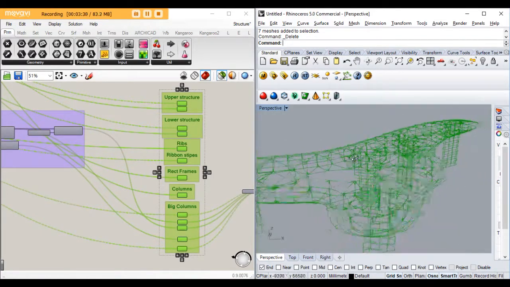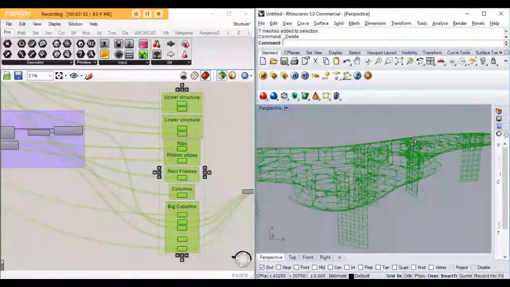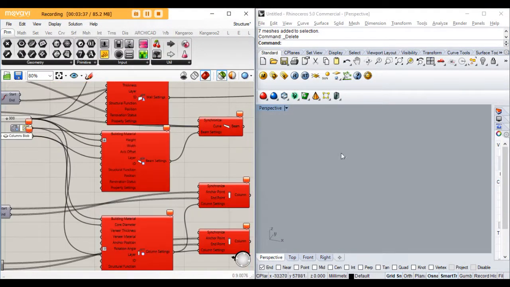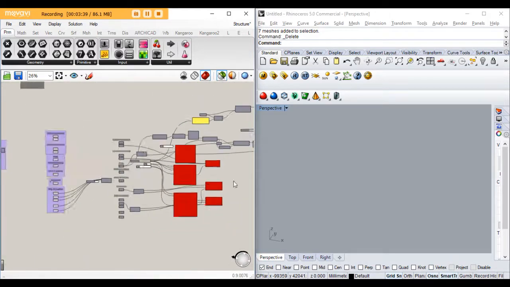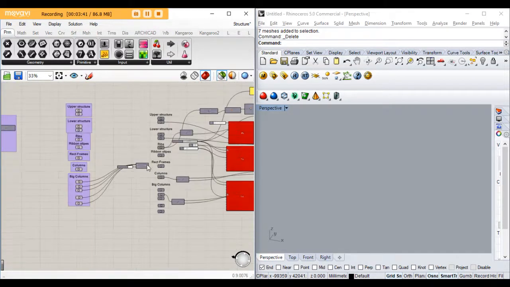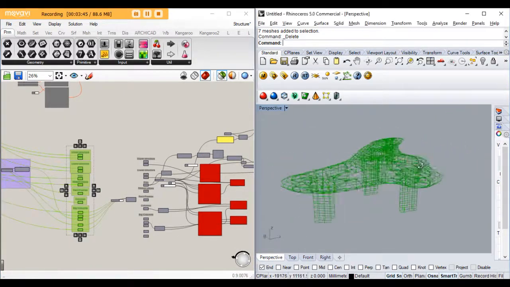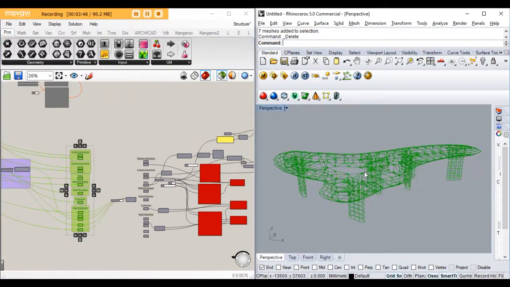And then this structure was brought to ArchiCAD to generate automatic beams and columns and beam elements. Then it was finally finished and scheduled in ArchiCAD.